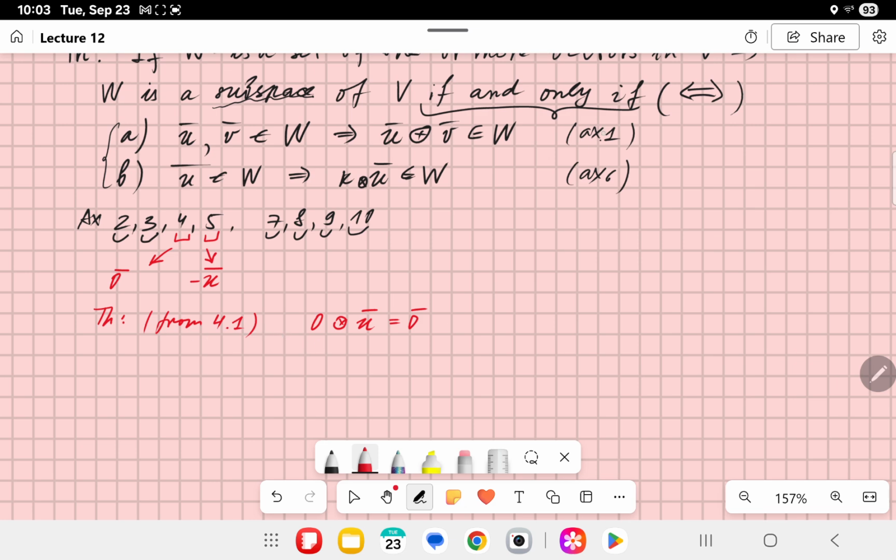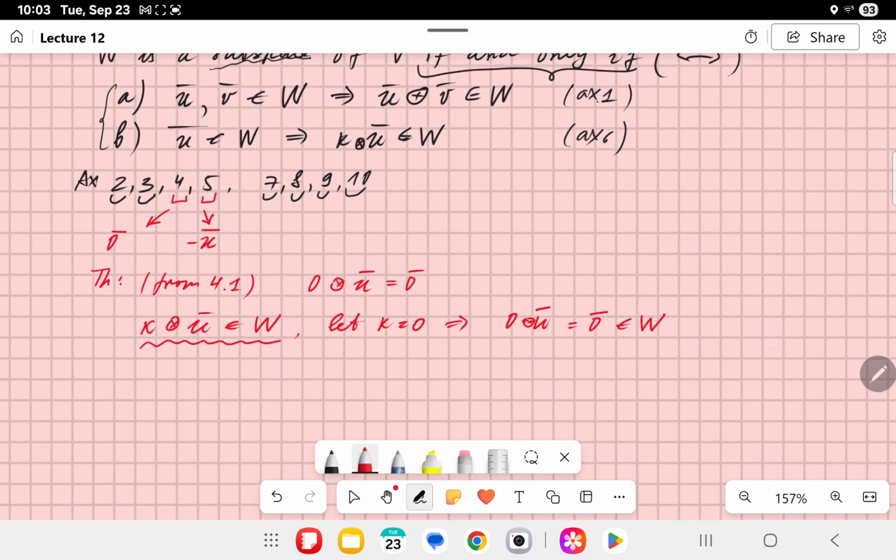Well, if closure axioms are working, I'm going to use this property to show that it's going to have 0. If closure axioms are working, then K by U is going to belong to W. But let K be equal to 0. Then 0 by U is supposed to be 0, but on the other hand, it's supposed to belong to W just because all of them belong to W. Then this one is going to belong to W. So 0 belongs to W. So basically we used that theorem to show it.